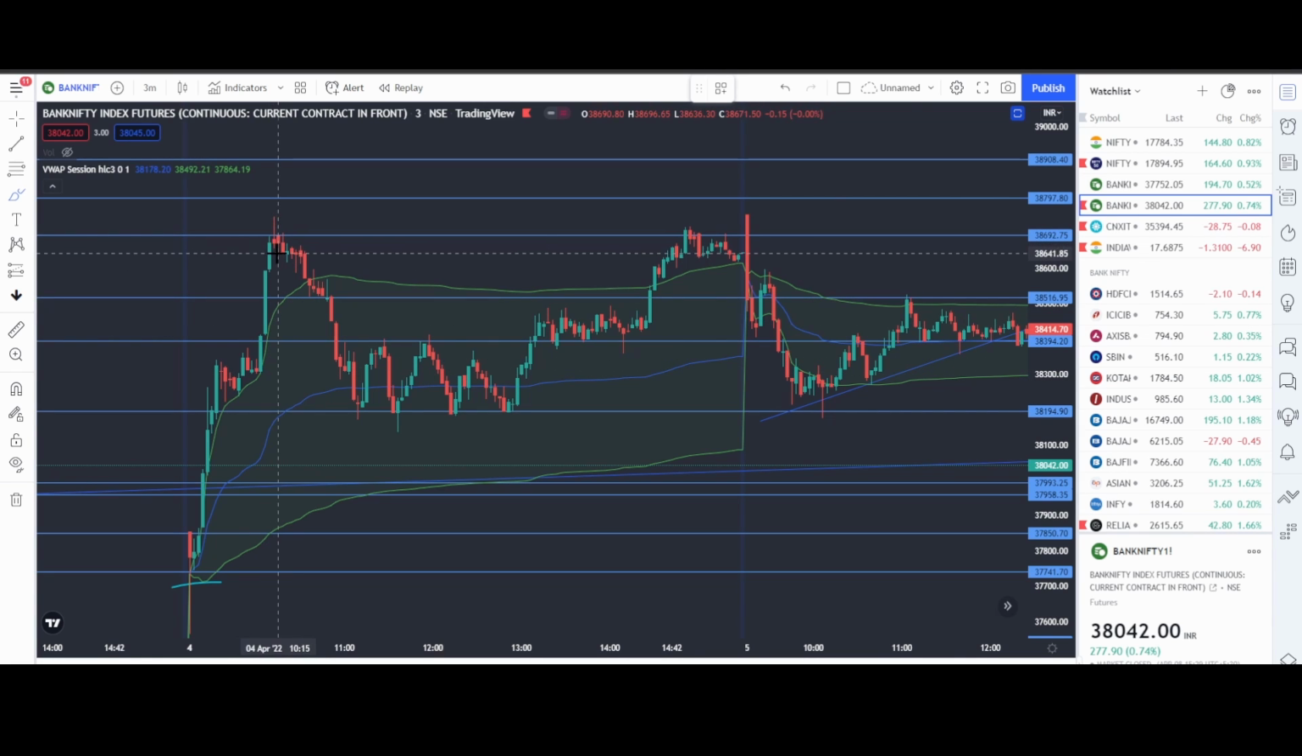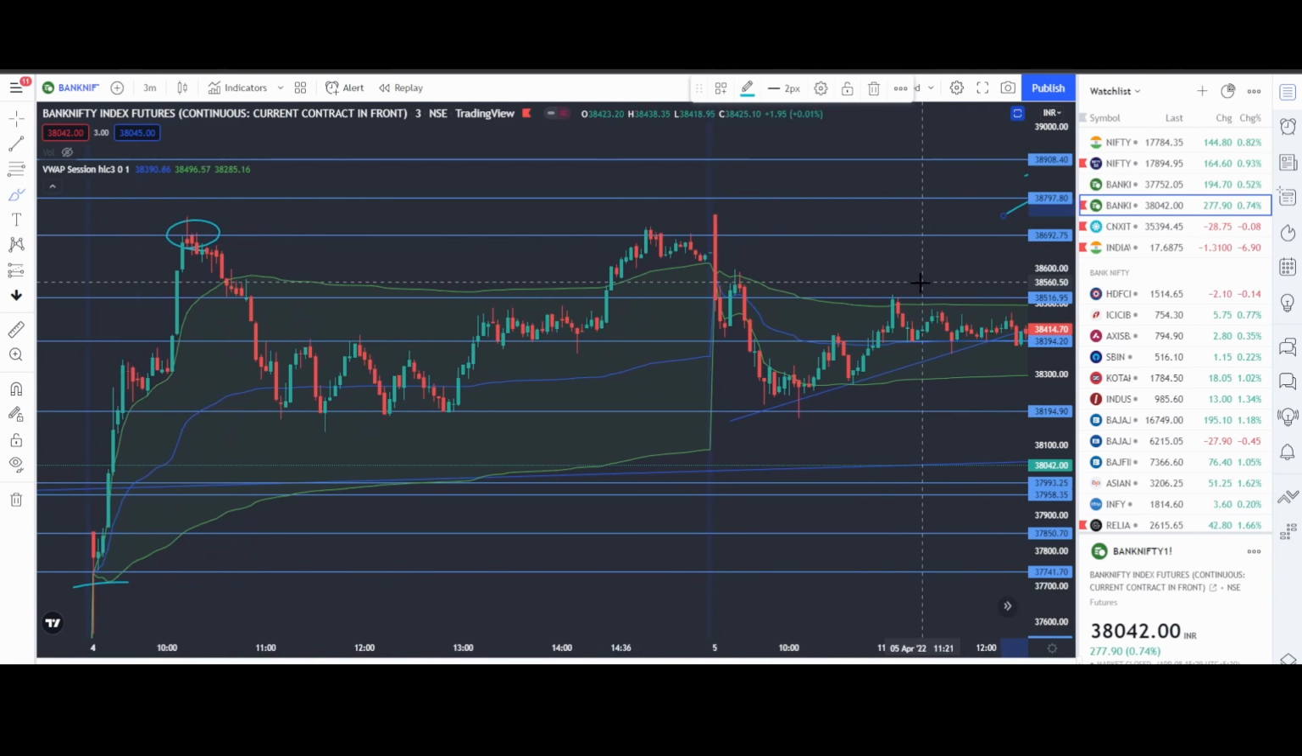But once again, when it started forming a price action over here, I took a trade over here considering pivot points of 38,980, 38,792, 38,692, 38,516, 38,394, 38,194. So all these pivot points were important for me on the upper direction also.